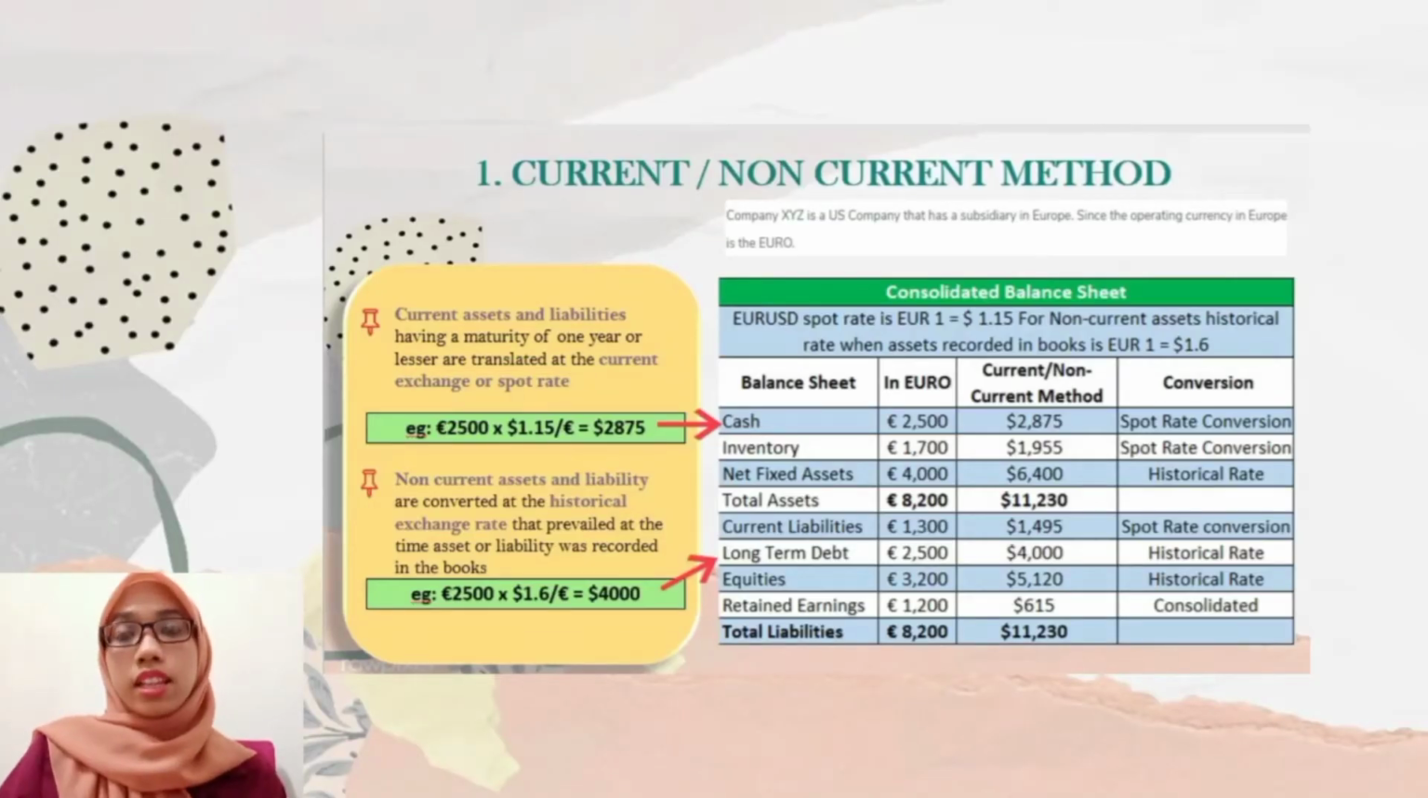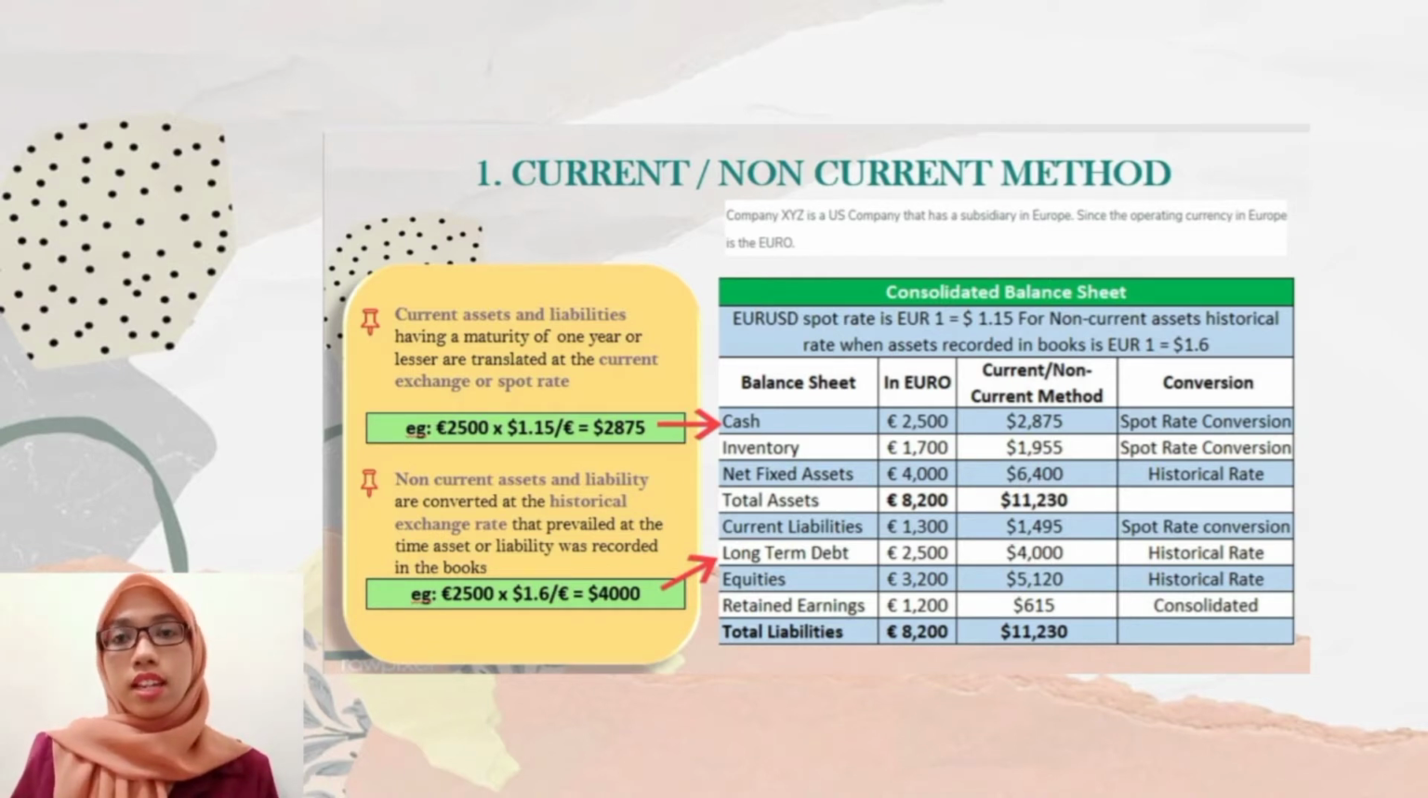The first method is the current or non-current method. Current assets and liabilities having a maturity of 1 year or less are translated at the current or spot rate. In the example given, company XYZ has a subsidiary in Euro. The cash is given in Euro, so we convert it into domestic currency, which gives the answer $2,875.